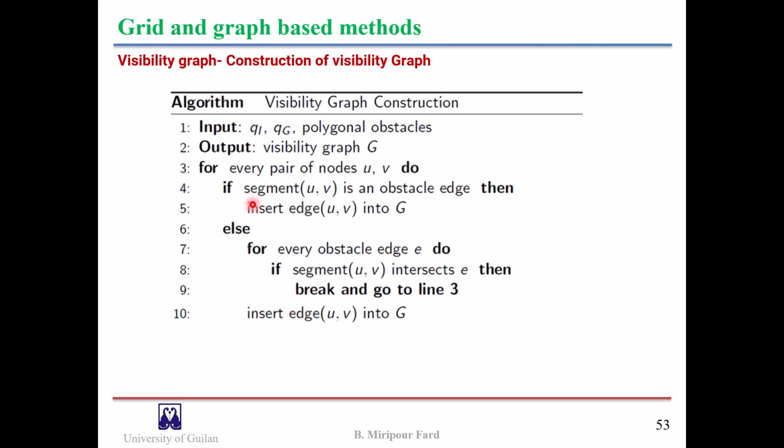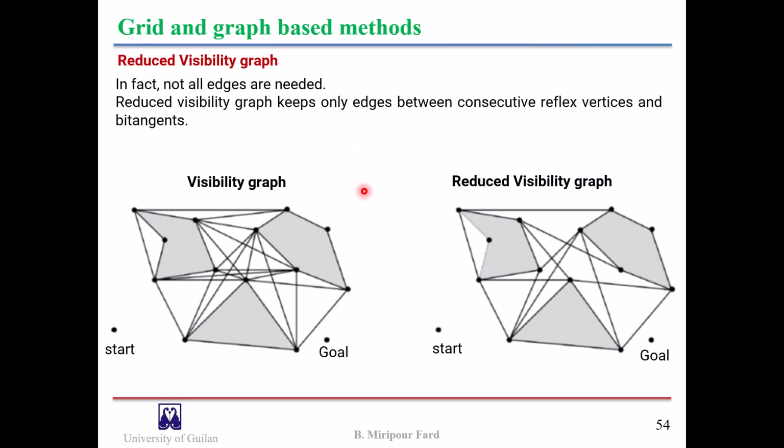Here is a sample algorithm for construction of visibility graph. In fact, not all edges are needed in the construction of the graph. In reduced visibility graph, we keep only edges between consecutive reflex vertices and by tangents. Here you can see a visibility graph and the start and the goal node, and here you can see a reduced visibility graph for this problem. You can see the number of edges are much less than this one.